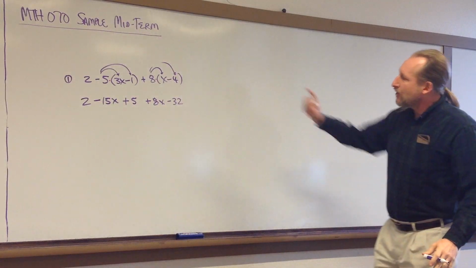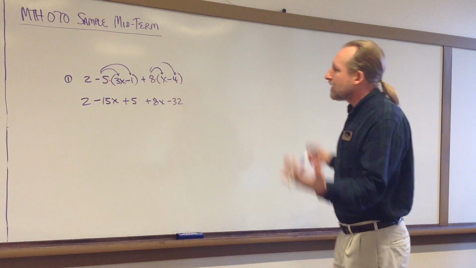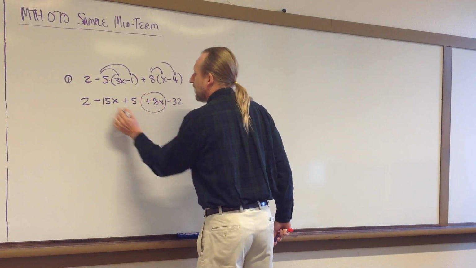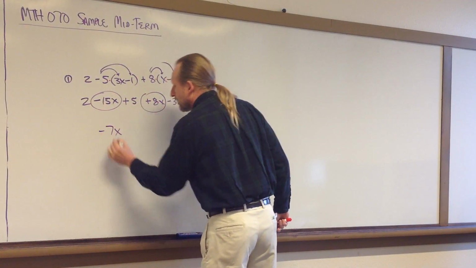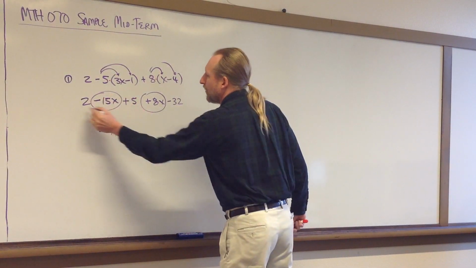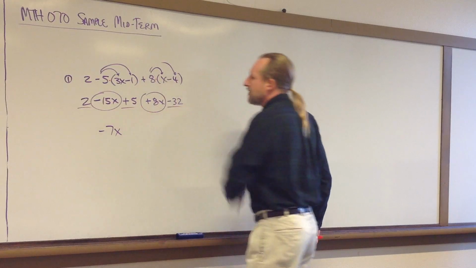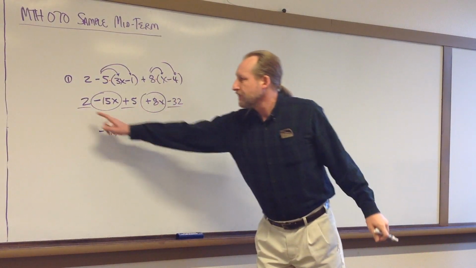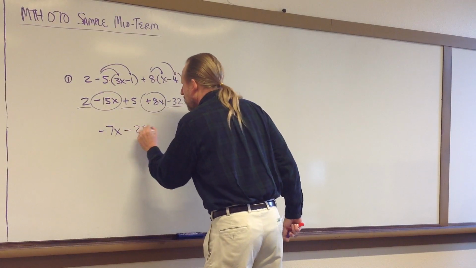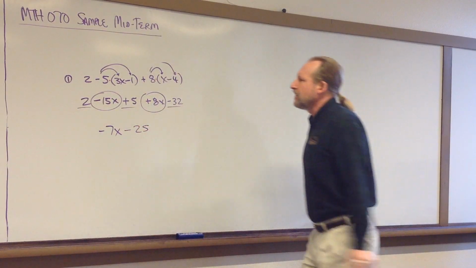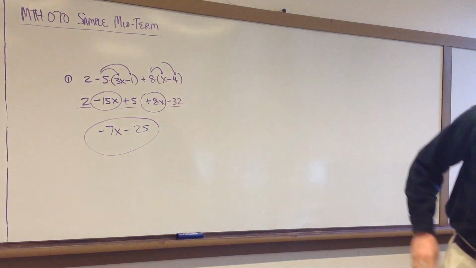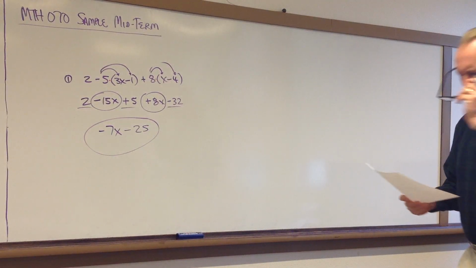Okay, now we have all these individual pieces and we can combine like terms. So we've got an 8x and a minus 15x. That makes negative 7x. And then we have 2 plus 5 and minus 32. So the 2 and the 5 make 7. 7 minus 32 should be negative 25. And there's our answer right there. All right. Problem 2 is similar.